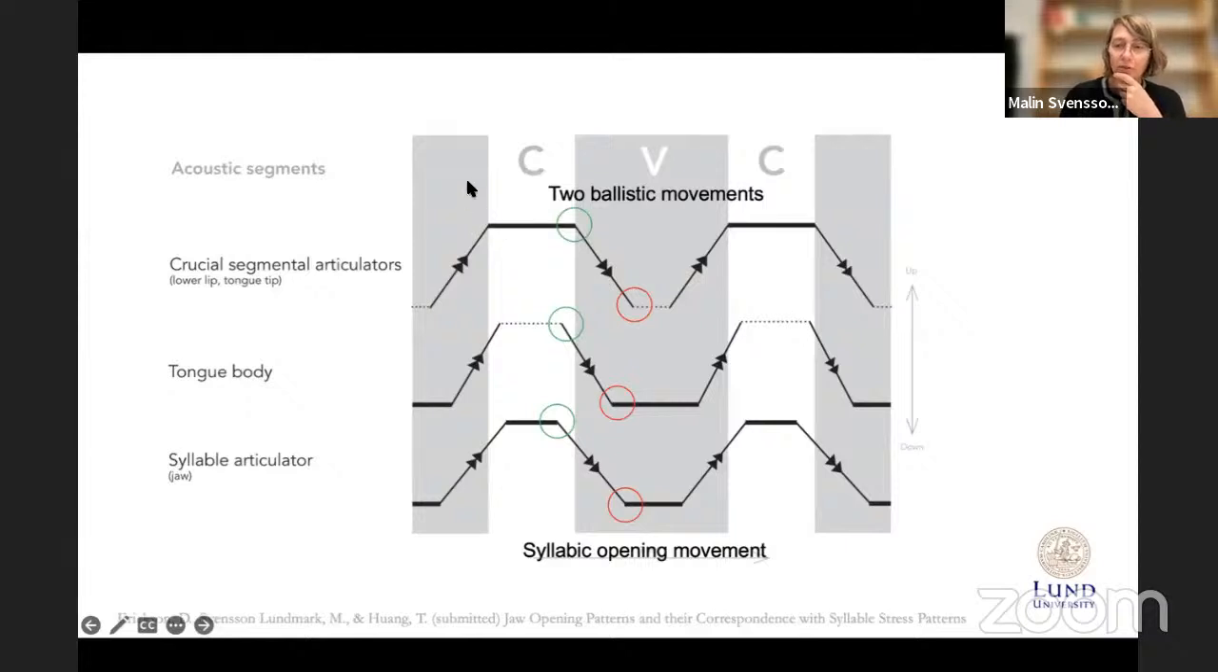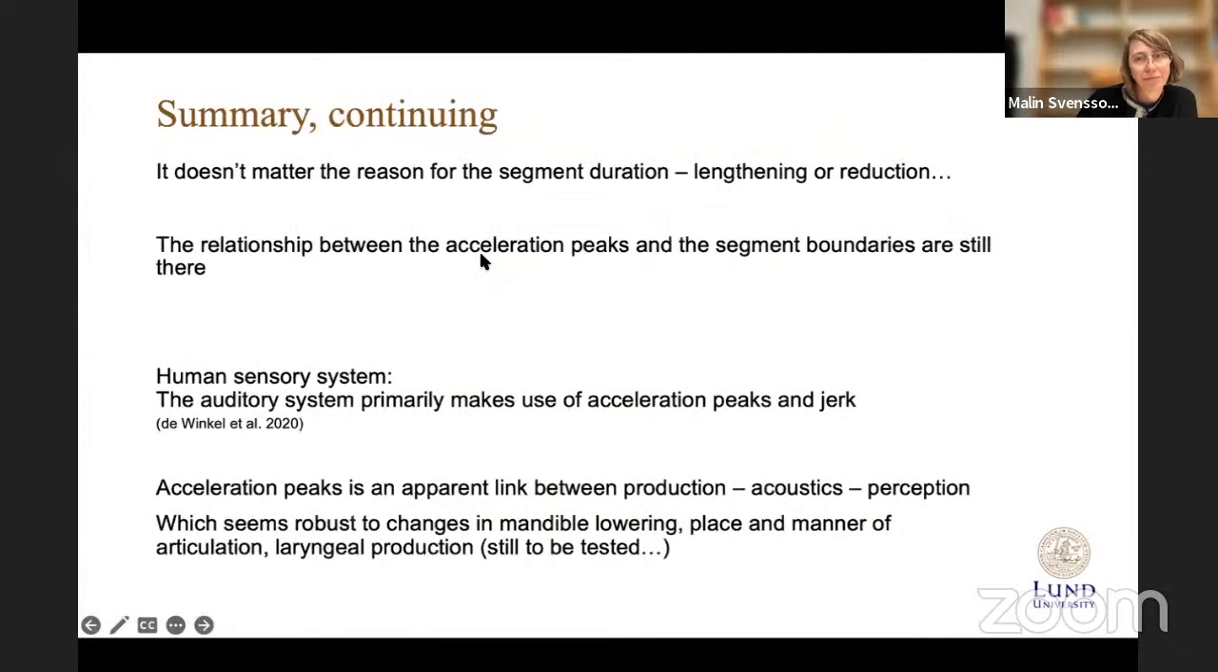Also, what happens to the timing of these acceleration and deceleration peaks when the jaw is lowered, as in focus position? The timing and the magnitude of an acceleration peak might be altered. And I believe that this is the cause of the segment variation that we find because of different prosodic environments. So it doesn't matter what the reason for segment duration variation is, whether it's prolonged or reduced. The relationship between the acceleration peaks and the segment boundaries is still there.